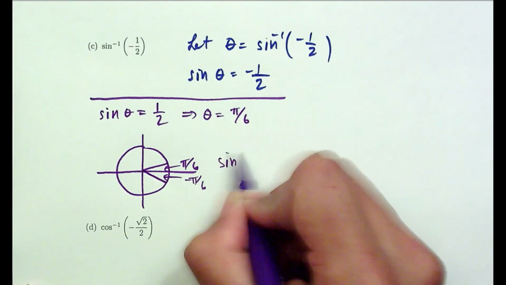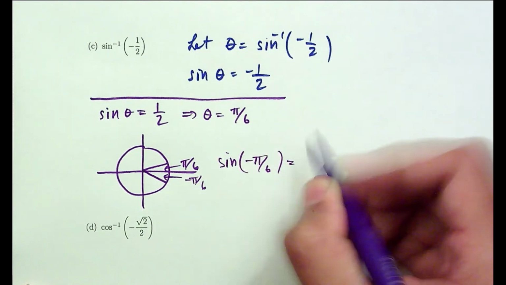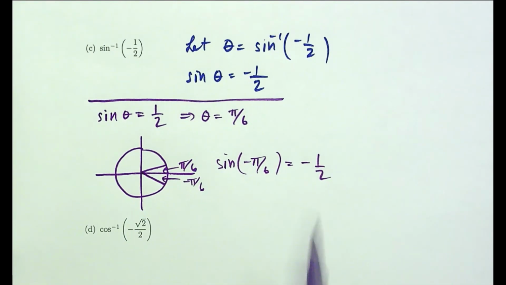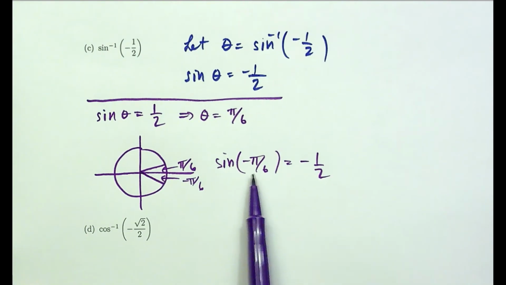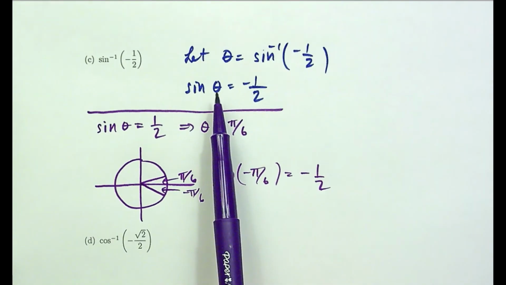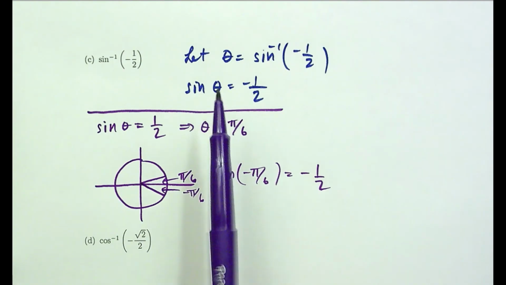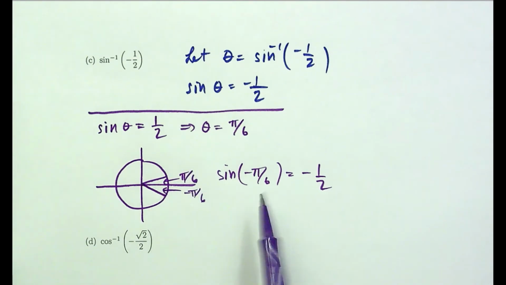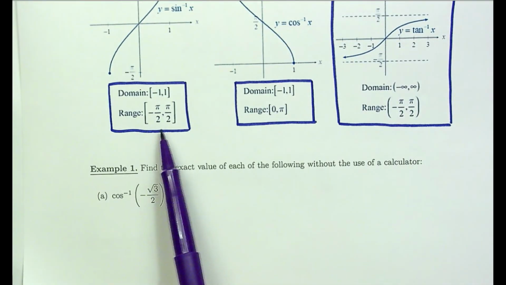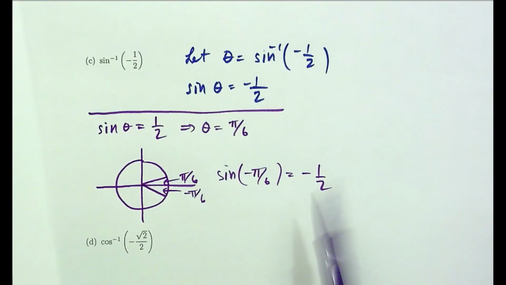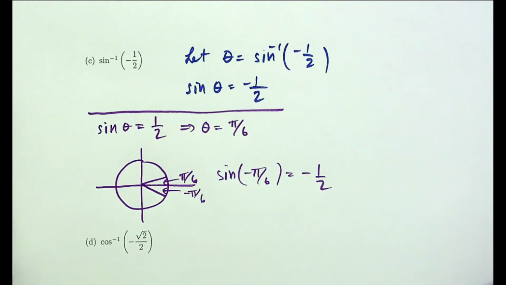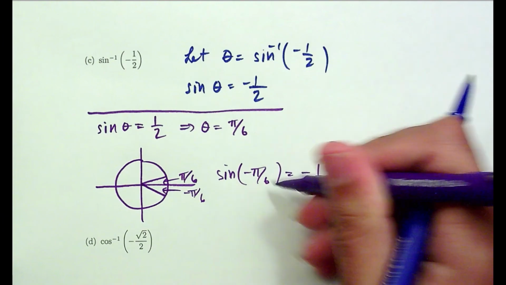So sine of negative pi over 6 is actually negative a half. So at least I found one angle whose sine is negative a half. So that's a potential answer. I don't know if it's the final answer until I check the second box. What is the second box? Is that angle in the right place, namely between negative pi over 2 and pi over 2? Is negative pi over 6 between negative pi over 2 and pi over 2? Yes. So that means it is the correct angle.